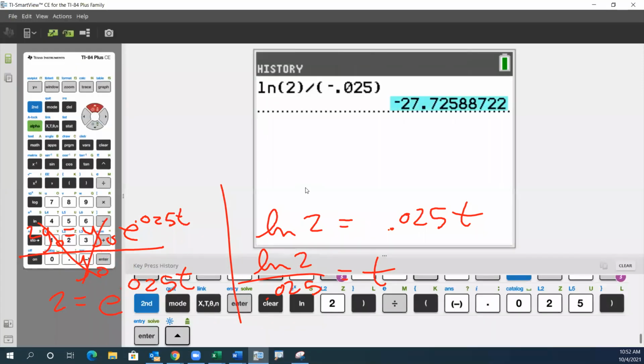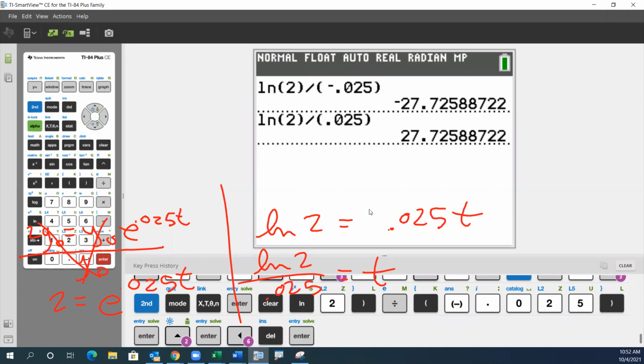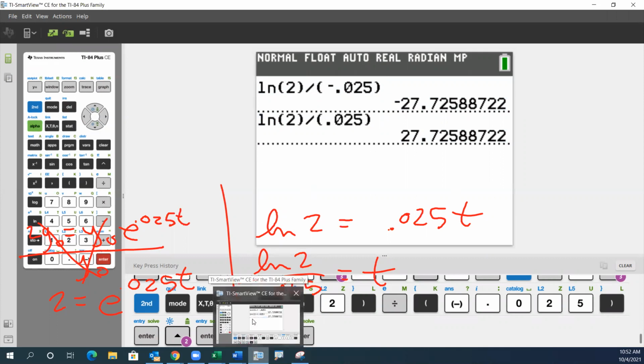So let's go back here. Delete. Where's my delete? Right there. Okay, and we get 27.7 years, and yeah, that's how long it takes. How fun.